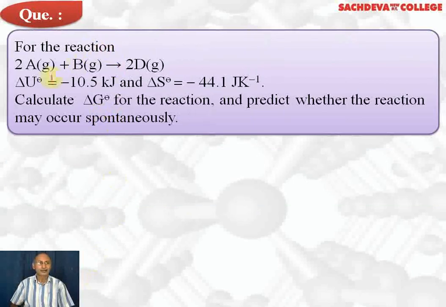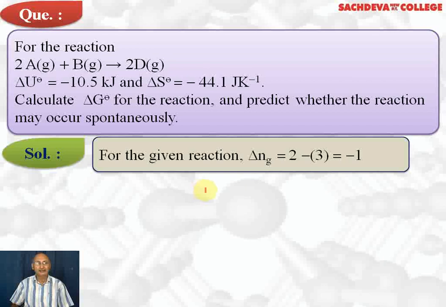Let us take this question. For the reaction 2A plus B gives you 2D, all in gaseous state, delta U is given as minus 10.5 kilojoules and delta S standard is given as minus 44.1 joules per Kelvin per mole. Calculate delta G standard for the reaction and predict whether the reaction may occur spontaneously or not. The first thing is we have to find out delta N of gaseous state. Delta N means number of moles of gaseous products minus number of moles of gaseous reactants. Number of moles of gaseous products is 2 minus number of moles of gaseous reactants is 3.